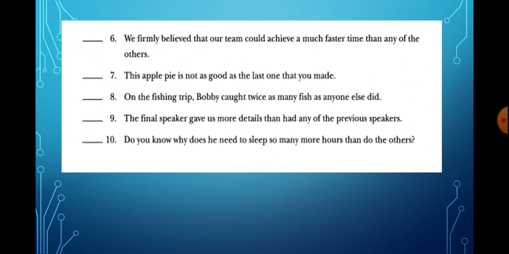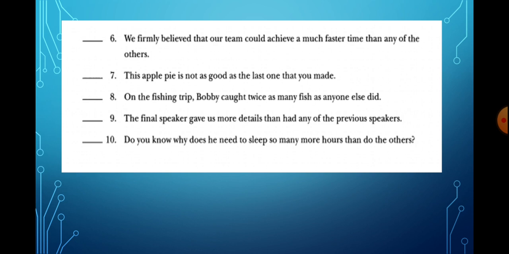Number 6, we firmly believe that our team could achieve a much faster time than any of the others. Much faster time than. So firmly believe, this is subject and a verb. Much faster than, this is the comparison word. Any of the others, this is the compared-to. It's just a compared-to sentence without any helping verb used, and there is no inversion, and it is possible, and that makes sentence number 6 correct.